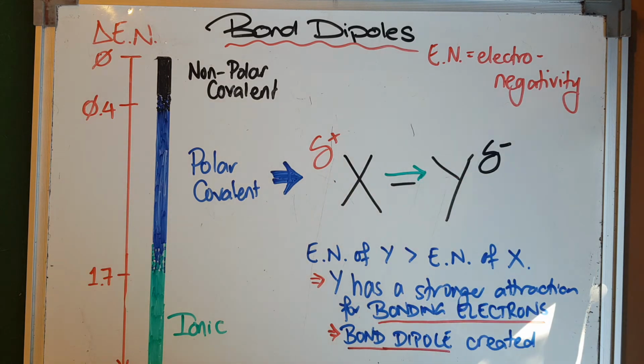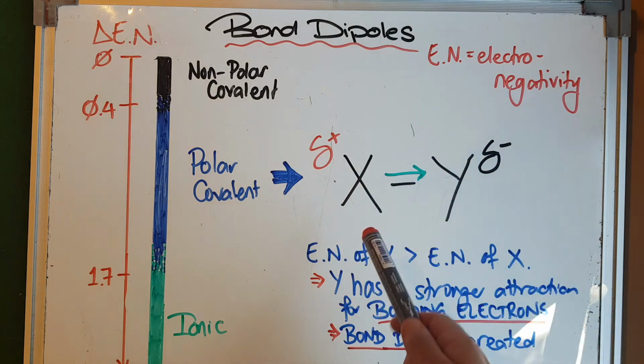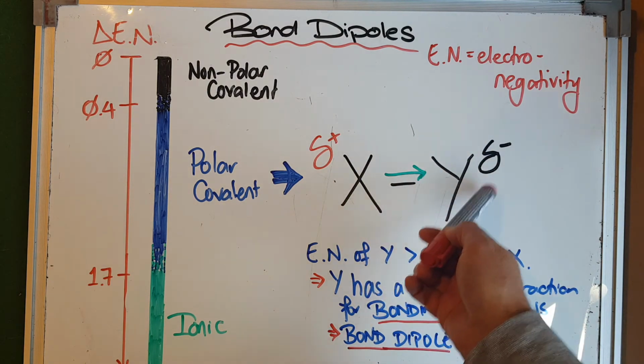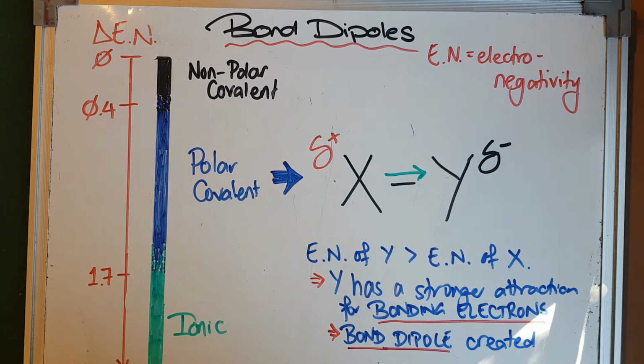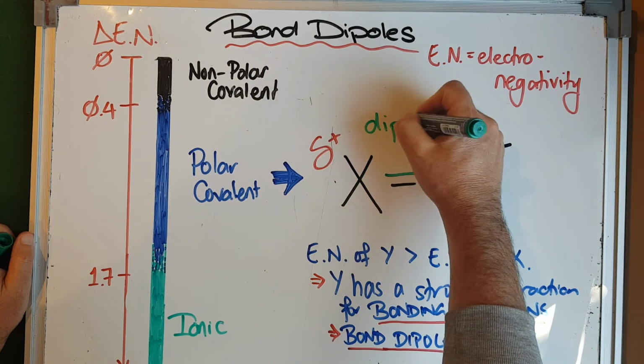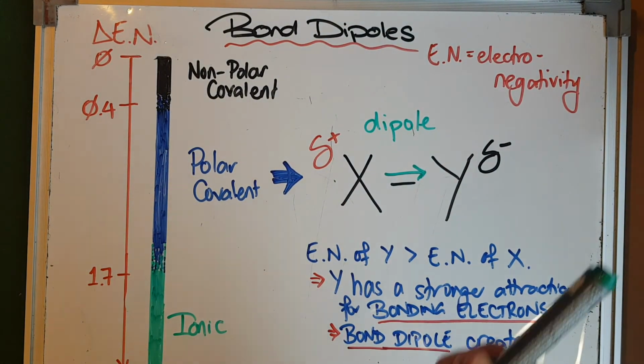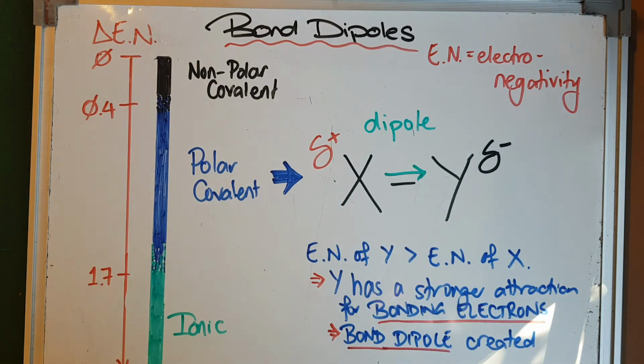Because the number of electrons is balanced by the number of protons across this whole chemical bond, if this side is slightly negative, this side must be slightly positive. So we call this thing a dipole. Di for two, pole for ends. It's got a slightly negative end and a slightly positive end.